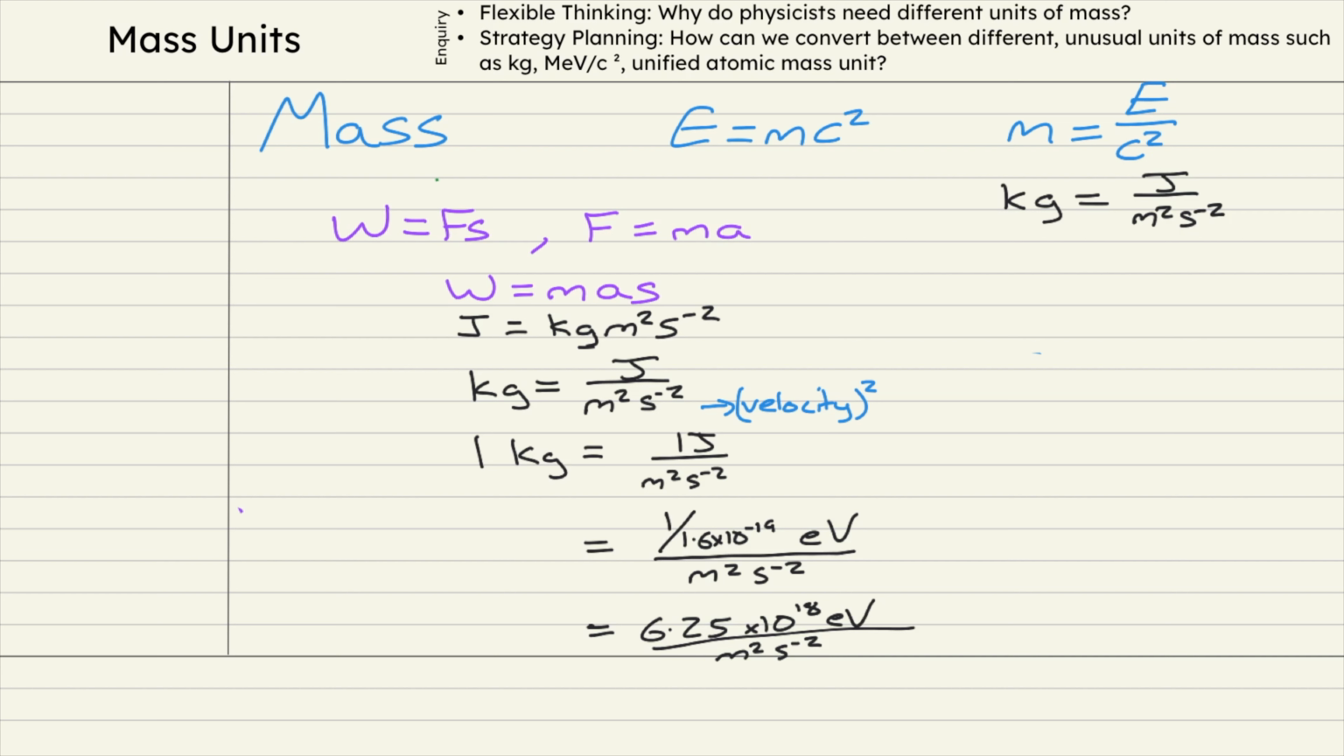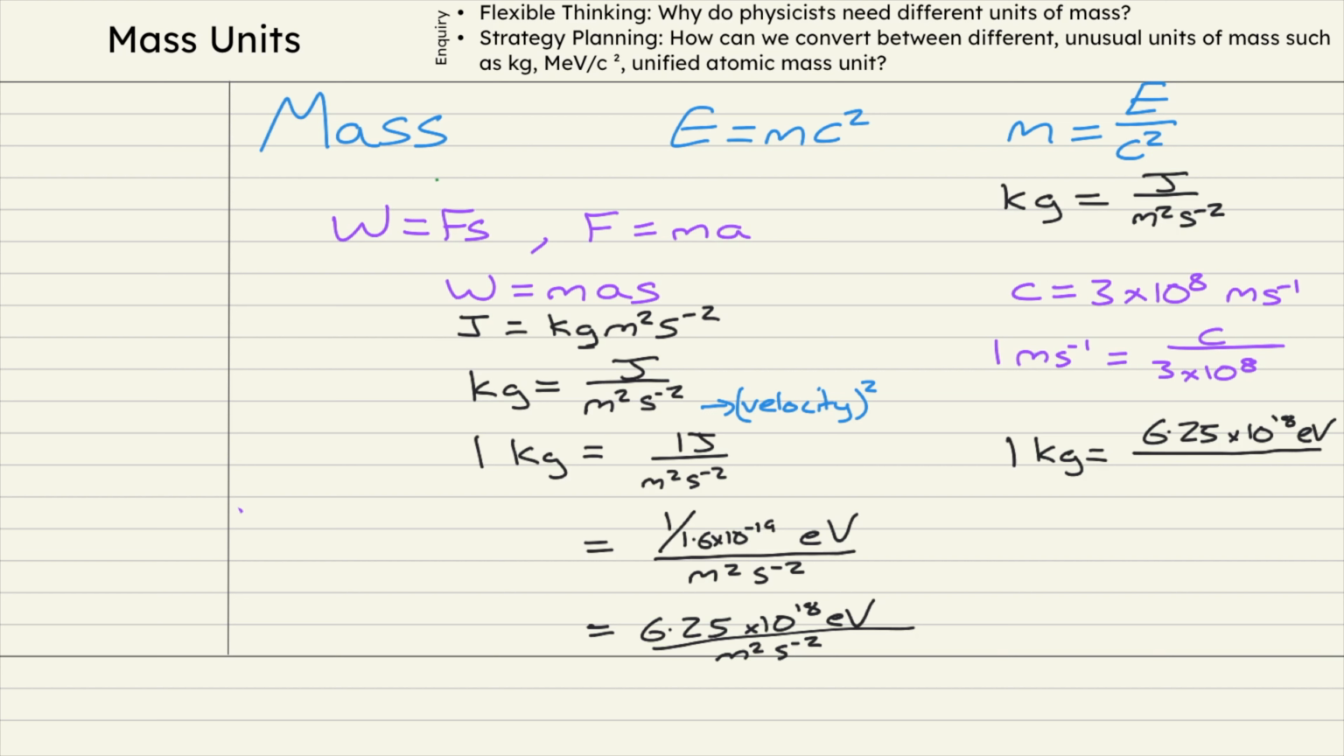And now we're going to bring in the speed of light in a vacuum. We can say that c equals 3 times 10 to the 8 meters per second. Rearranging that, we can say that 1 meter per second equals c divided by 3 times 10 to the 8. And so we get 1 kilogram equals 6.25 times 10 to the 18 electron volts per (c over 3 times 10 to the 8) squared. And that's equal to 5.625 times 10 to the 35 electron volts per c squared.